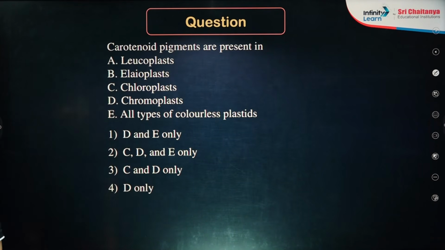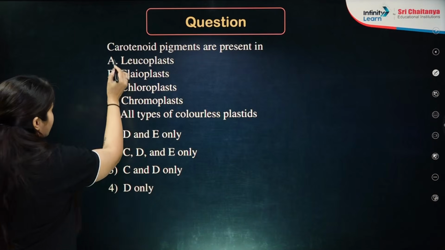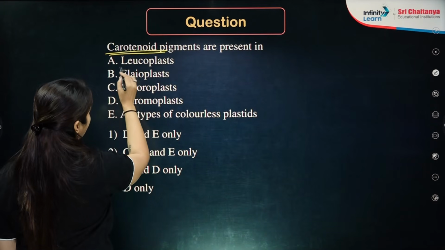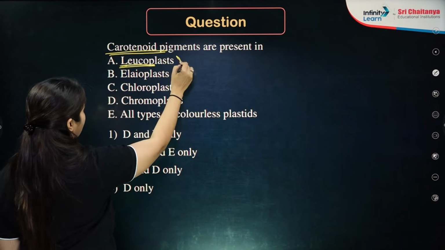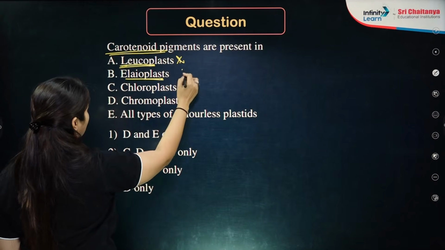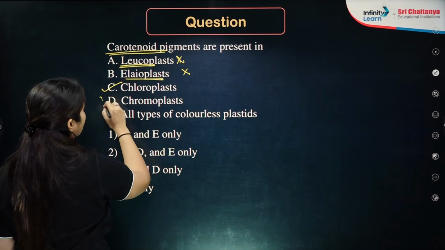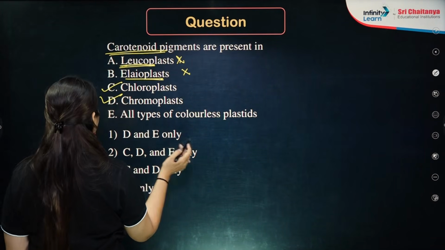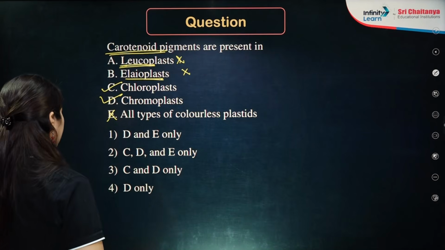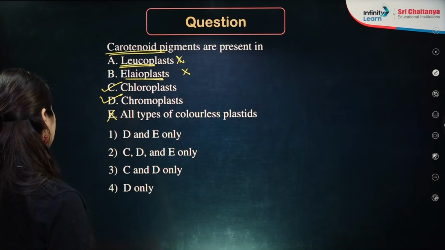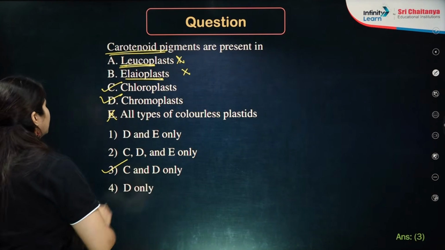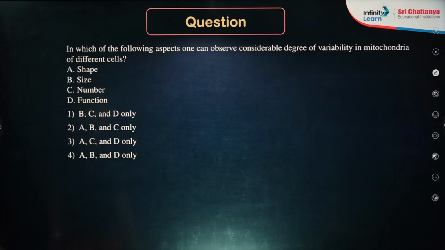Next is carotenoid pigment are present in. Carotenoids are the colored pigment. Leucoplast, they will not be present. Elaioplast, not present. Chloroplast, yes. Chromoplast, yes. All type of colorless, no. So B, D and C, answer is option number 3. Okay, next question.